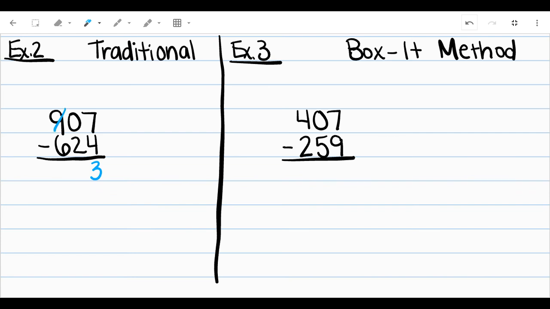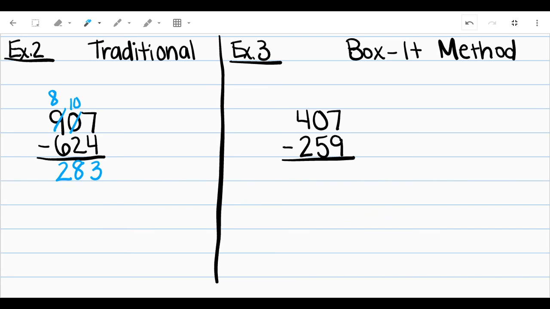I take 1 away, so my 9 becomes an 8. And I add 10 more, so my 0 becomes a 10. Now I have 10 minus 2, which equals 8. And 8 minus 6, which equals 2. So my difference in this problem is 283.